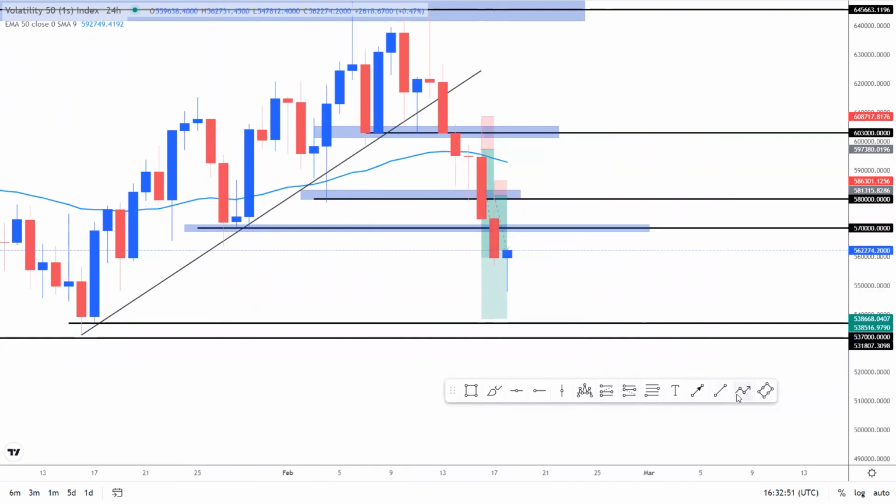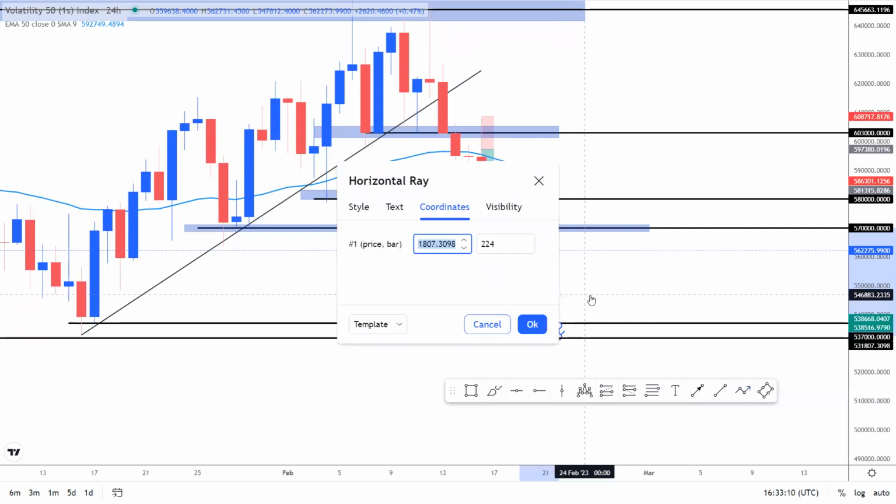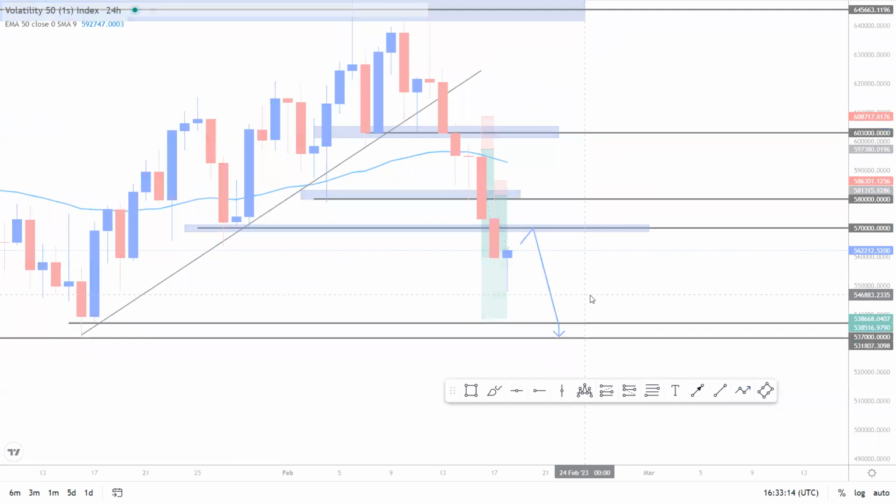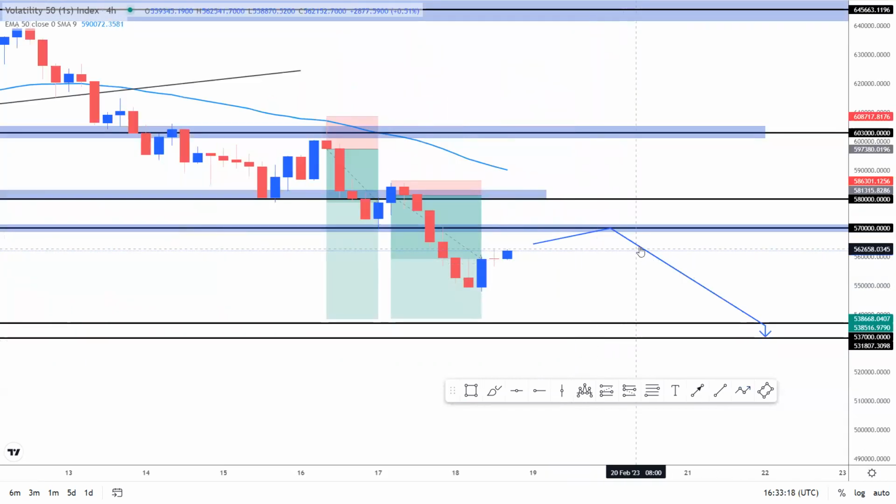So what I'm currently would be doing is wait for price to come back into this level, and then I will be scaling in another position. But once I get the confirmations, I think we'll get to see this more clearly from the 4 hourly time frame.